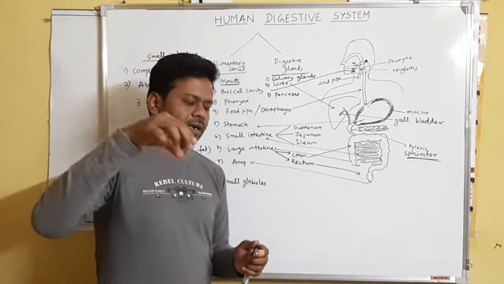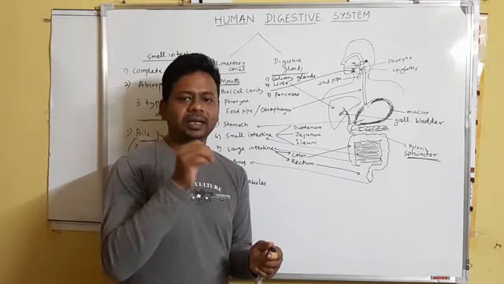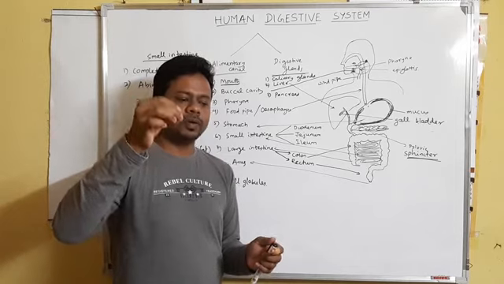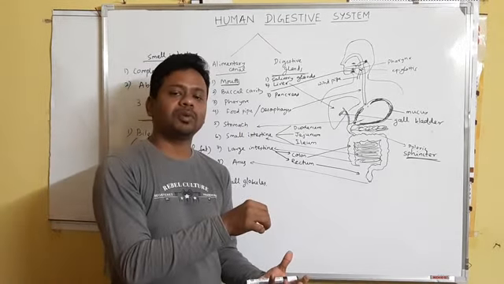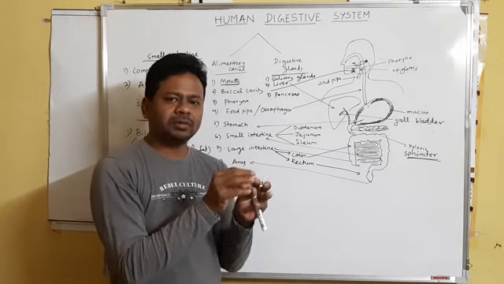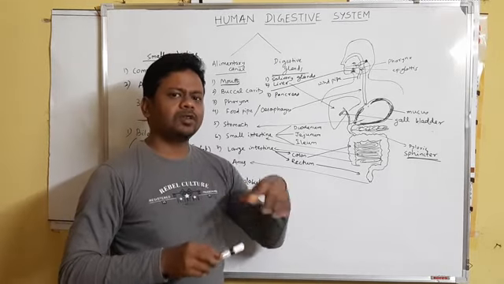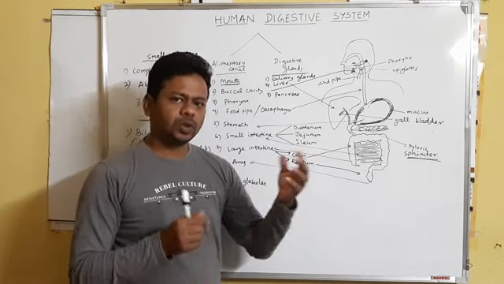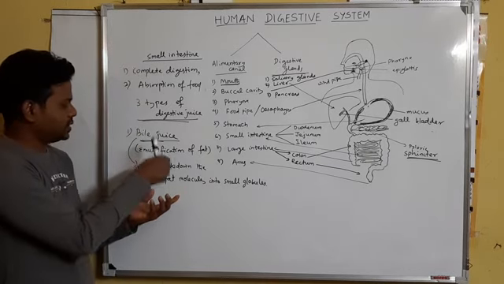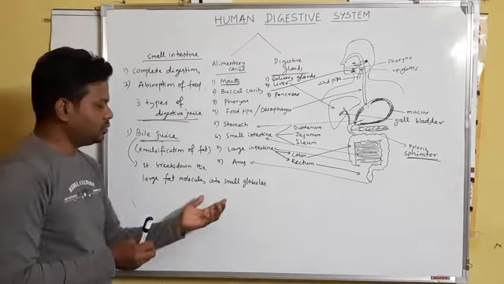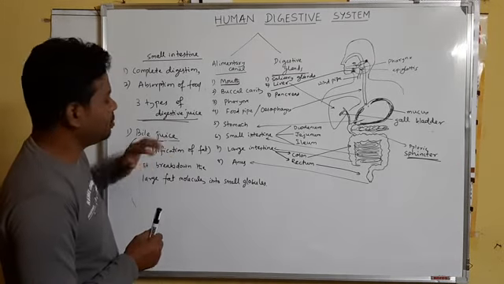When you put the bath soap, the soap you use for bathing, inside water, and after 1 hour you see that it will break down into small particles. That is called emulsification of soap. Exactly what happens when bile juice acts on the fat molecules, they also break down to form small globules. This is known as emulsification of fat. This is the role of bile juice.